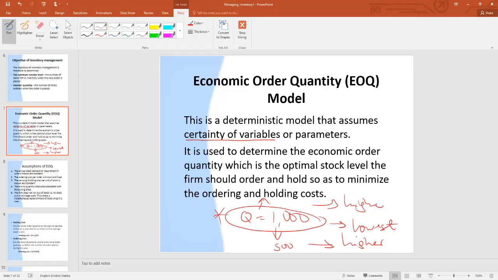Okay. Yeah. Thank you. Don't forget, sir. So this means that at 1,000, the relevant inventory cost per unit will be the lowest. The total, not per unit, total. Maybe you can say per unit. Okay, yeah, it will be the lowest. Okay, great.